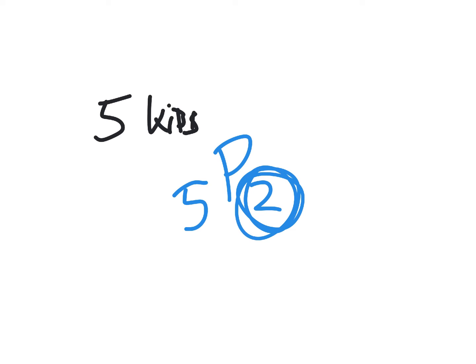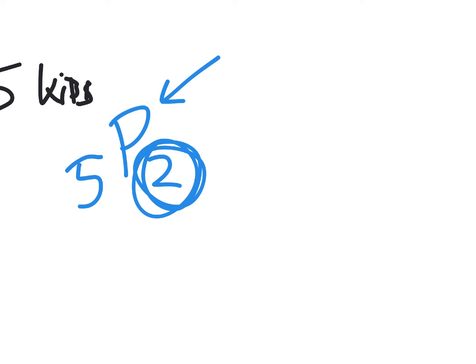All right, Taylor, what did you do? I did 5P2. Why 2? Because there are only 2 places that matter. Why a P and not a C? Because the order matters, who gets first and second. Very good. And if you did it with a calculator, it's pretty easy.